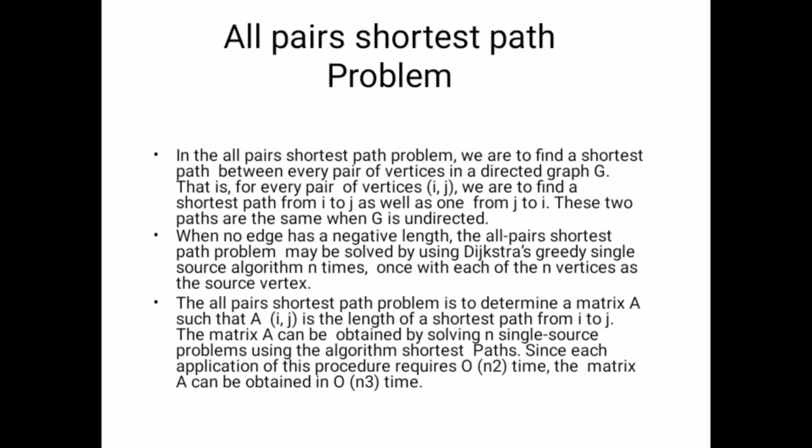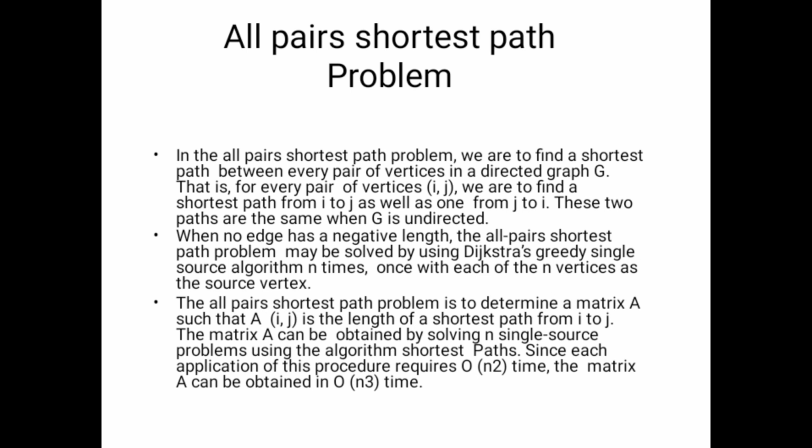And how this all-pair shortest path algorithm is implemented, we will see now. In the all-pair shortest path problem, we are supposed to find the shortest path between every pair of vertices in a directed graph G. That is, for every pair of vertices i, j, we have to find the shortest path from i to j as well as one from j to i. These two paths are the same when G is undirected. The all-pair shortest path problem is to determine a matrix A such that A[i][j] is the length of the shortest path from i to j.